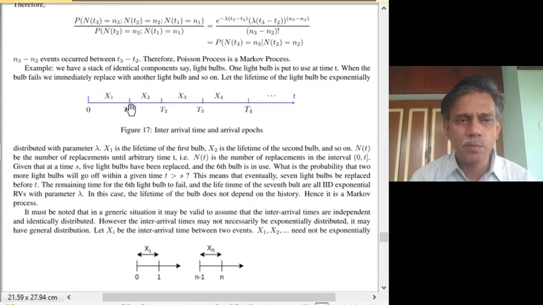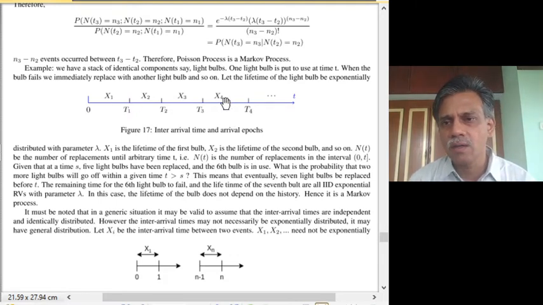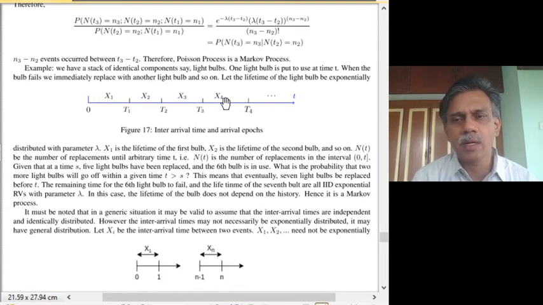Bulb 2 is put into use at time T1 and it works till T2. So T2 minus T1 is what we call X2. Similarly, T3 minus T2 represents the lifetime of bulb 3, which is X3, and so on. So X1, X2, X3, X4 are all the lifetimes of the successive bulbs. They are all identically distributed, independent of each other.